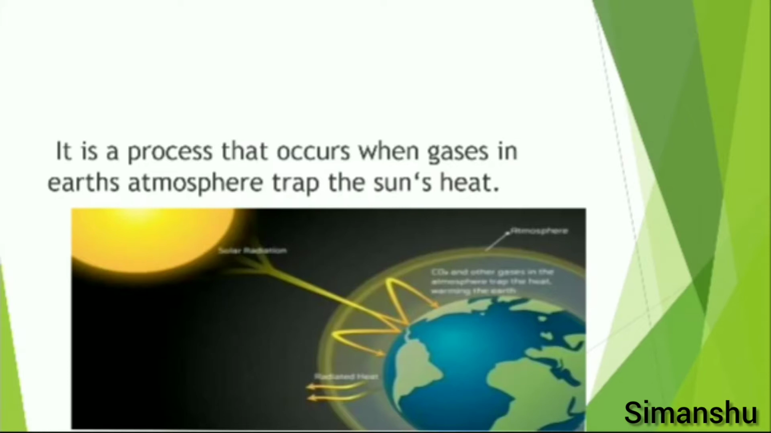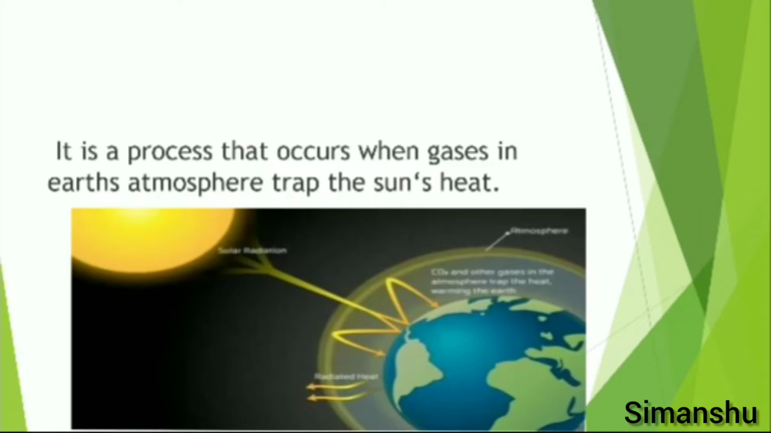Look at the picture. Here you can see in Earth's surrounding there is a layer. That shaded area is representing the atmosphere of Earth. And some kinds of gases there are helping in trapping heat. Now how do they trap? We have to discuss that.